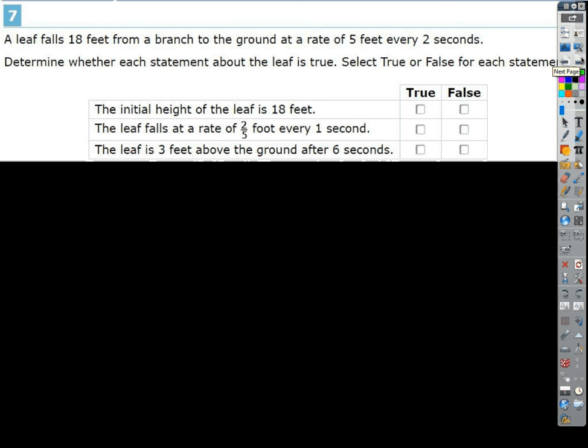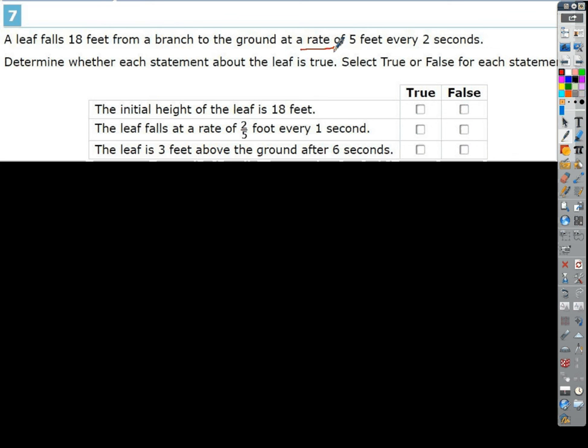Okay, what about this now? A leaf falls 18 feet from a branch to the ground at a rate of 5 feet every 2 seconds. Okay, so on these, what you want to do with stuff like this, I think, is read the question carefully, and whenever you can, you always want to think of this in terms of a graph. You don't necessarily even have to make the graph, but we want to think of it in terms of a graph. So when we read through this thing, see if we can identify some stuff. A leaf falls 18 feet from a branch to the ground at a rate of 5 feet every 2 seconds.